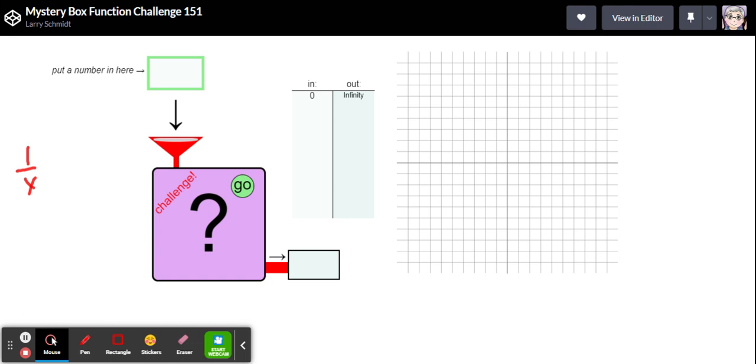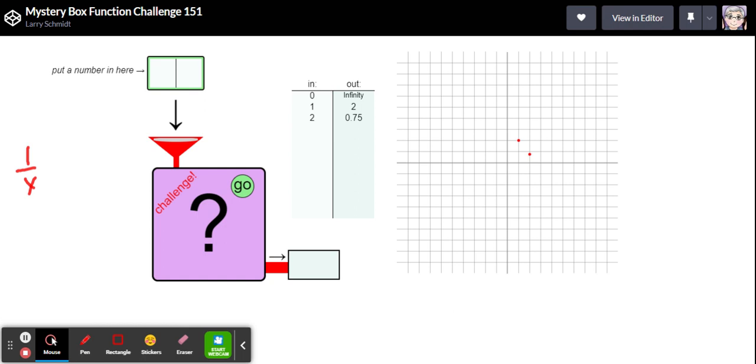And how about 1? What is that? 2. Okay, so it's not just 1 over x. Maybe it's 2 over x. I don't know. Well, it's not 2 over x, because if it was 2 over 2, that should just be 1, but we've got 0.75. But in general, it's looking like this arm you would expect from a rational function.